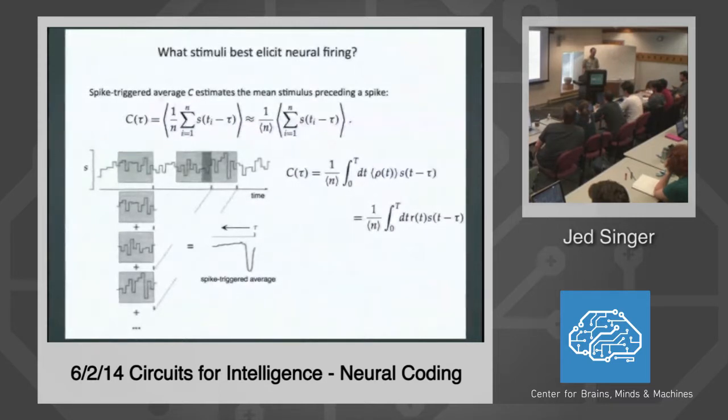Now, one caveat to that is you can only evaluate that for stimuli tested. So doing this properly involves covering the entire range of stimuli evenly and comprehensively. But if you've done that, then this average should approach, under a few assumptions such as linearity, the optimum stimulus to elicit a spike.